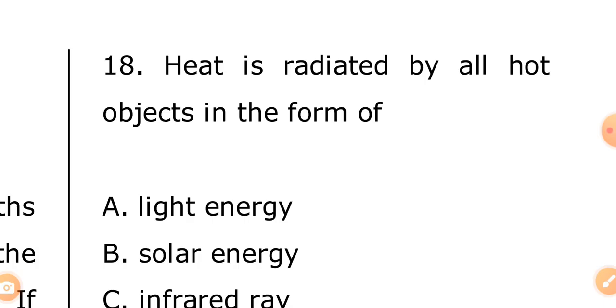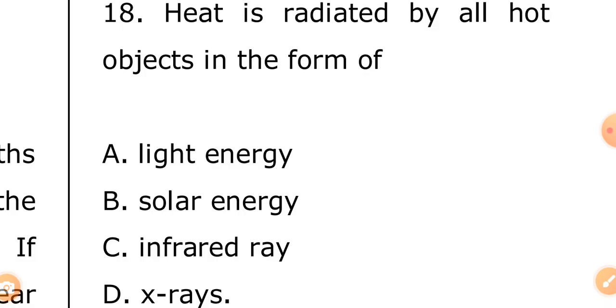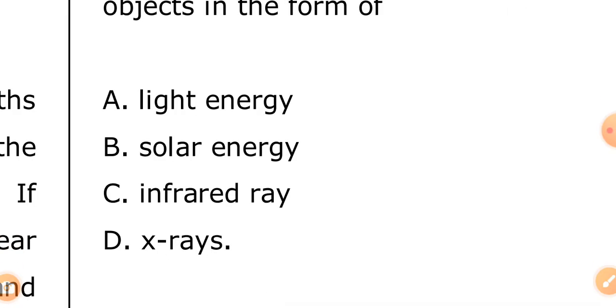Very, very important. Heat is radiated by all hot objects in the form of dash. When an object is hot, it radiates heat in. Heat is radiated by all hot objects in the form of dash. A, light energy. B, solar energy. C, infrared energy. D, X-rays.